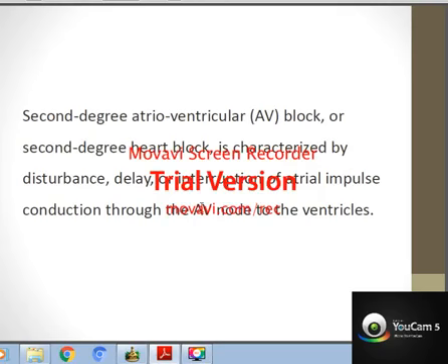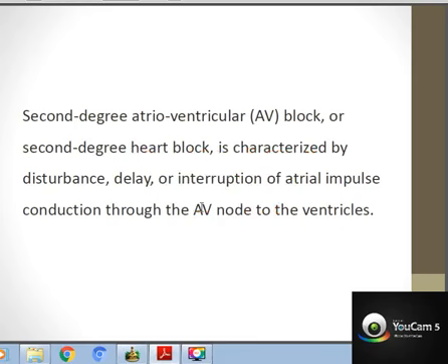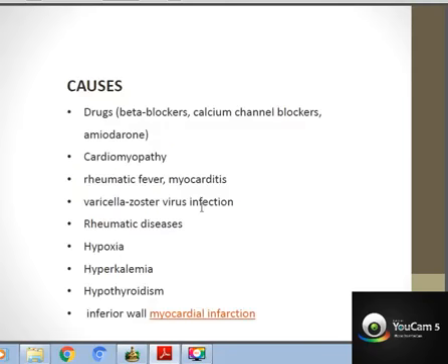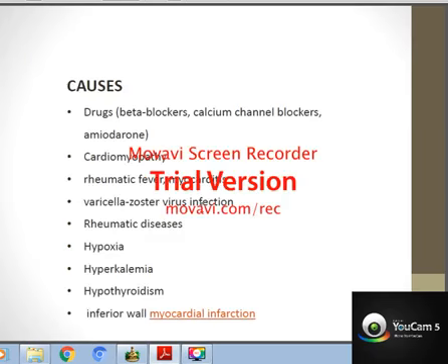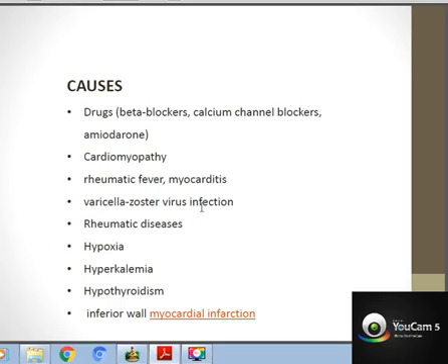Second degree heart block is characterized by disturbance, delay, or interruption of the atrial impulse conducting through the AV node to the ventricles. It is the same: from the SA node to the AV node, the impulse is fine, but from the AV node to the ventricles, it is delayed. Causes, of course, as we said: drugs, hyperkalemia, hypothyroidism, inferior wall myocardial infarction, as it happens, affects the AV and SA node, cardiomyopathy, rheumatic fever, myocarditis. So most of the causes in heart blocks are the same.